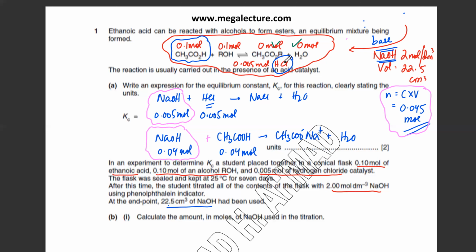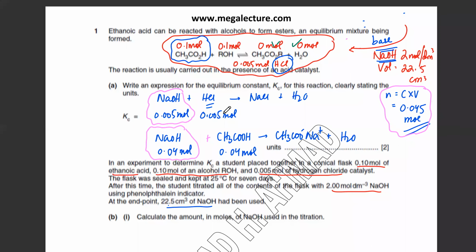HCl is a catalyst, so HCl moles are not going to change even after several days because it's a catalyst. Catalysts don't get used up. So HCl moles are going to be 0.005. Those were the moles that were initially added into the container. So the amount of NaOH, it's 1:1. So the amount of NaOH that's going to react with the HCl is going to be exactly the same.